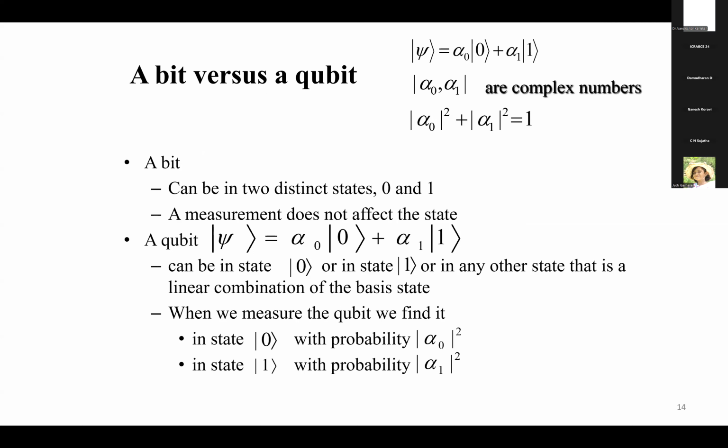When a qubit is measured, it collapses into one of its basis states. The probability of finding the qubit in state 0 is given by the bottom equation. Unlike classical bits, qubits can be in a linear combination of their states until observed.